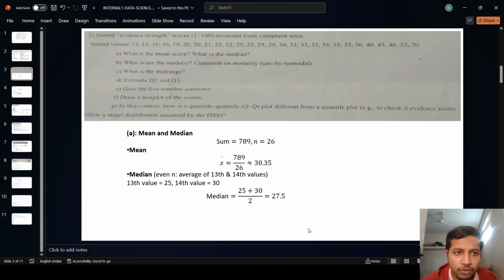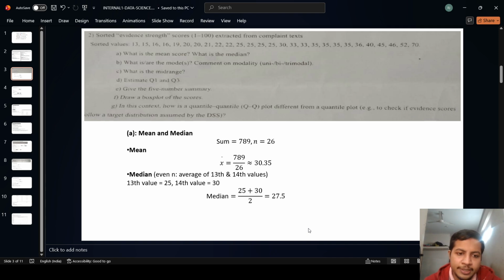Now moving to question number two, which reads that sorted evidence strength scores, 1 to 100, extracted from complaint text, and the data is given for sorted values. Part A reads: what is the mean, what is the median. So the mean and median. Mean is equal to sum, that is 789, divided by number of terms, 26. So the mean will be 789 divided by 26, which is approximately equal to 30.35.